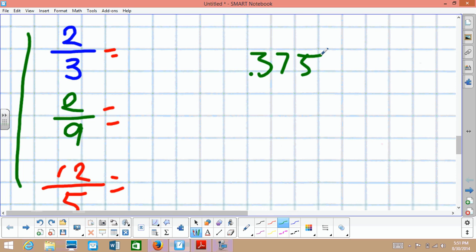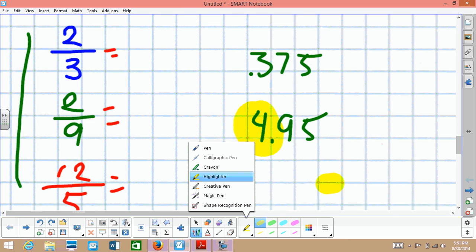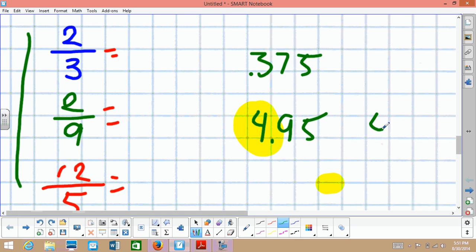0.375 and 4.95. Turn those into a fraction. And a little tip on this one right here, this number right here. If it's a whole number, you don't have to convert it into a fraction. You can just put it aside. So your fraction will be 4, and then whatever you get out of 95, that'll be next to it. It's called a mixed number. We'll go over those in class too.